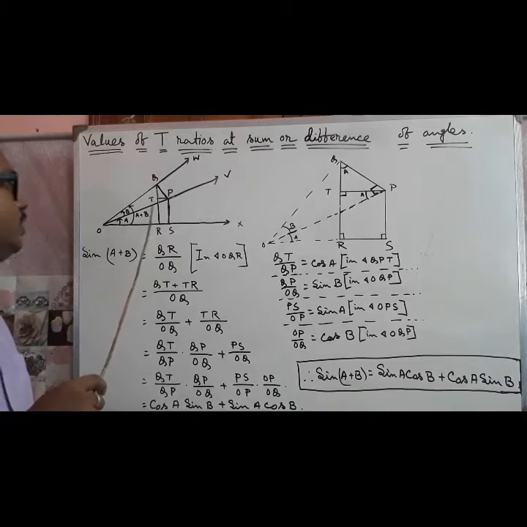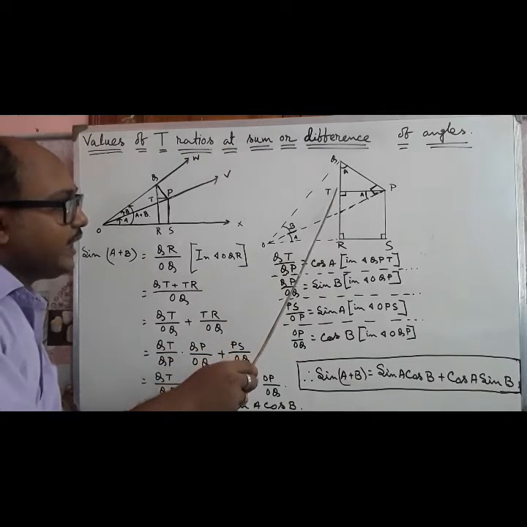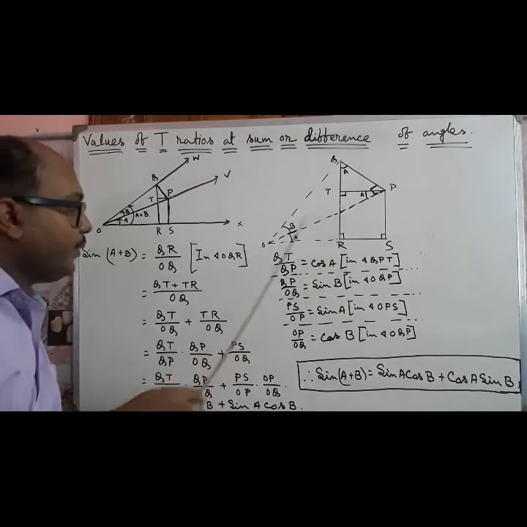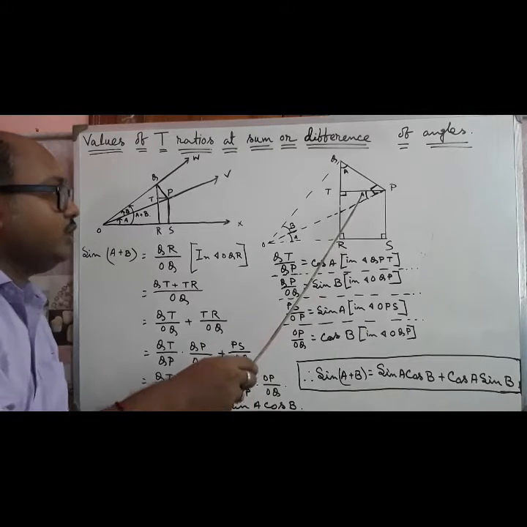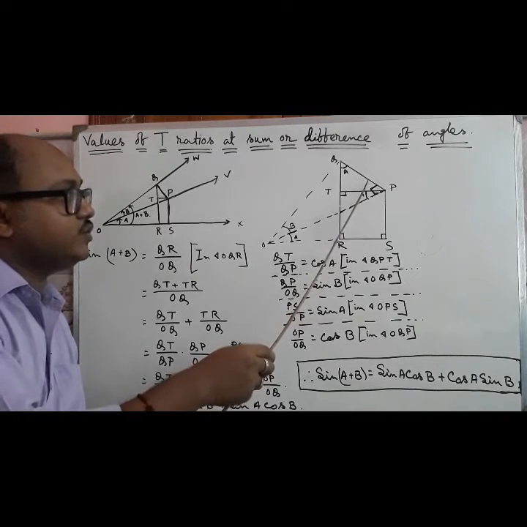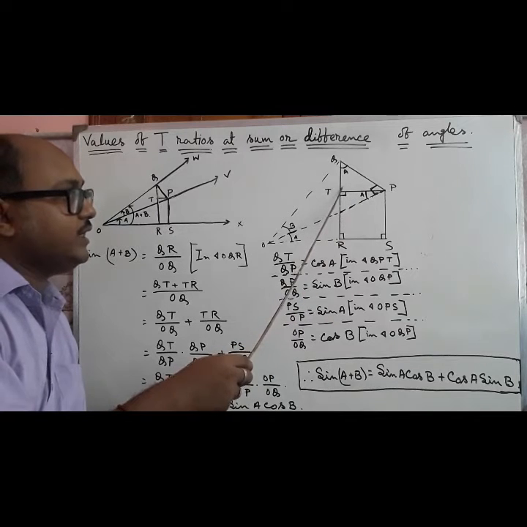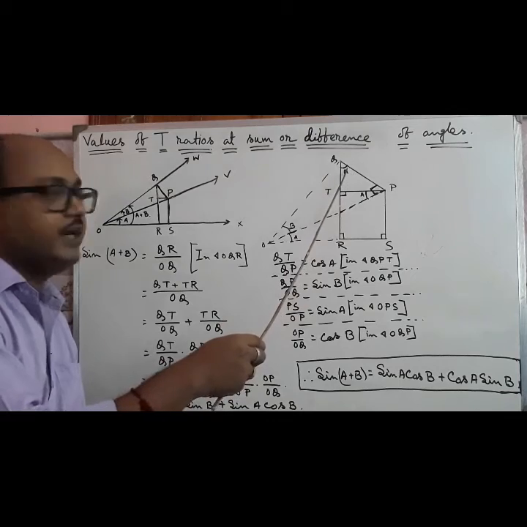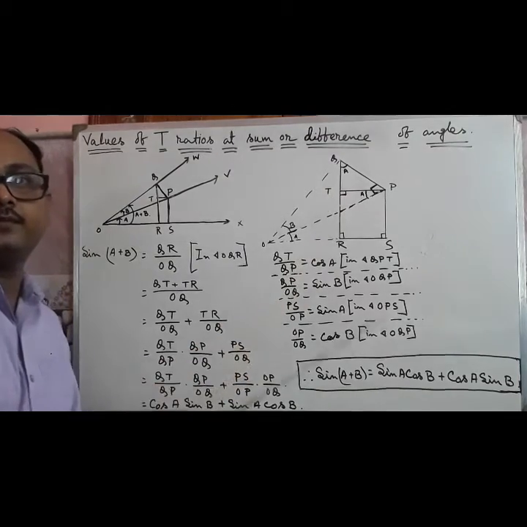So what is this angle? This angle TPO is alternate to angle POR, so this angle is A. If this angle is A and this one is 90 degrees, then this angle is 90 minus A. If this angle is 90 minus A, and this angle is 90 degrees, then this angle TQP is angle A.